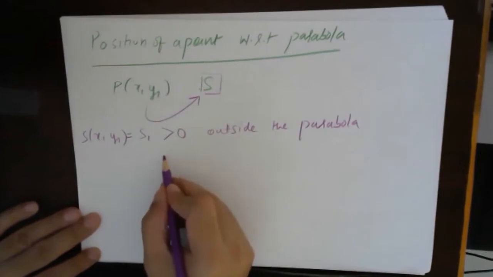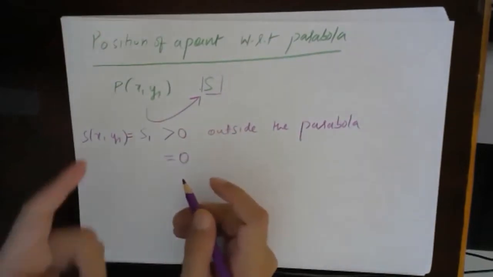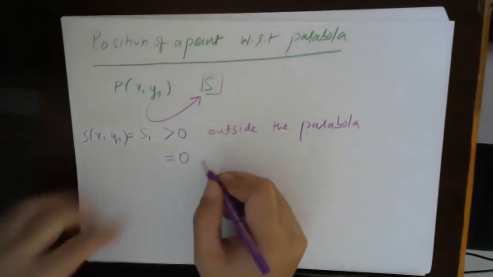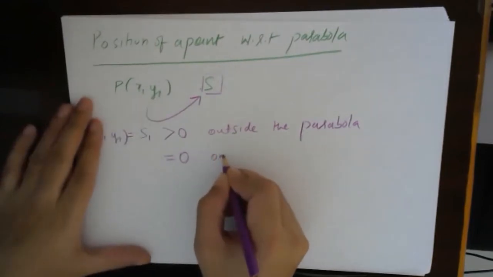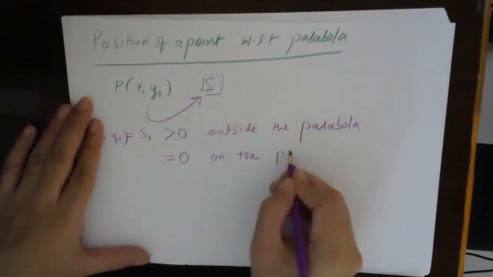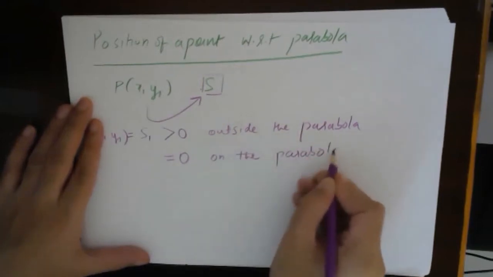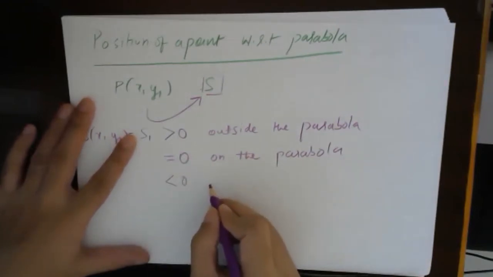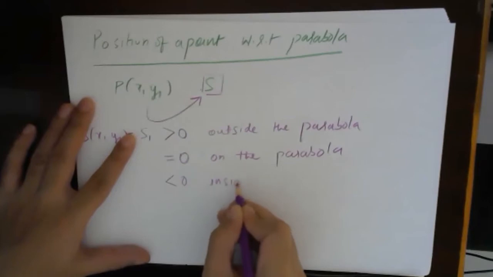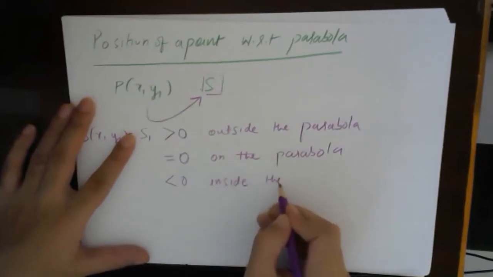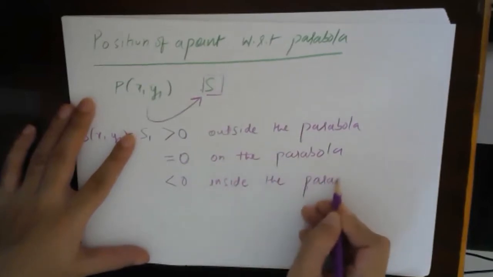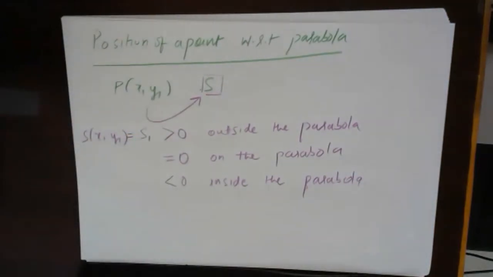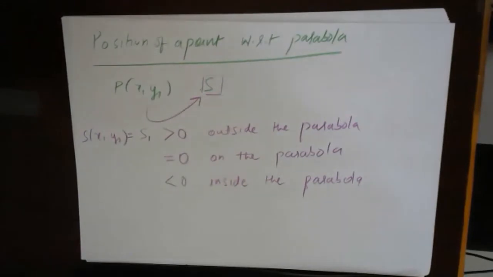If S1 is equal to 0, that means (x1, y1) satisfies the equation of the parabola. That means the point lies on the parabola. If S1 is less than 0, that means the point lies inside the parabola. Just note down these three, then we'll solve a question based on the same concept.